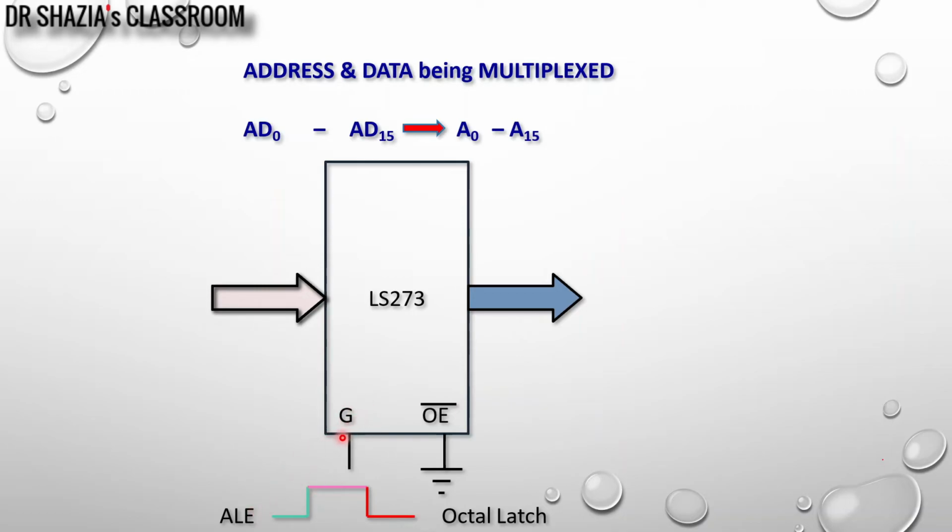So ALE is connected to the gate signal, and output enable is permanently grounded. So any change in the input will get reflected at the output, and as soon as this gate signal goes low, the address will be latched, and the address will remain latched until the next address is generated. So before the next address is generated, there may be control signal generation, there may be data transfer, and only then will the processor generate the next address.